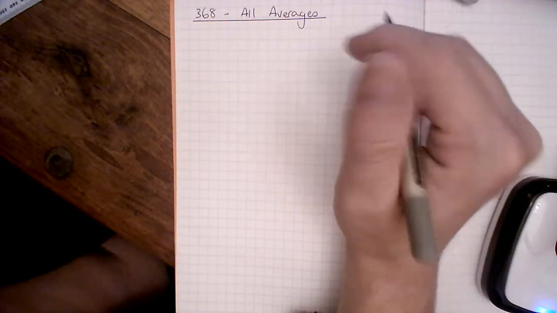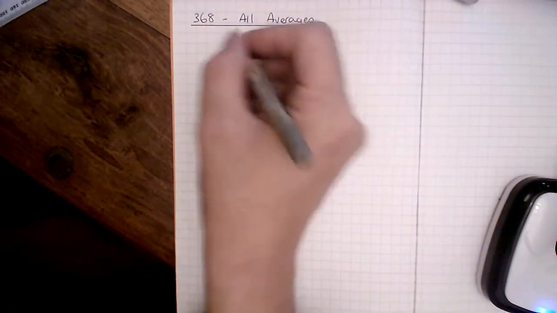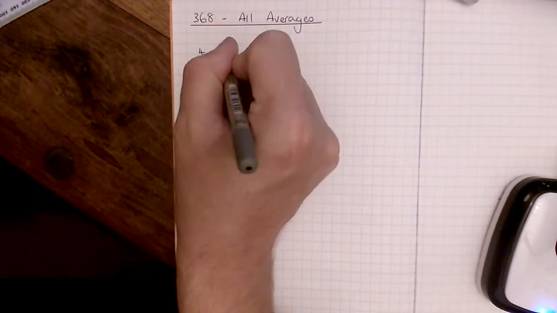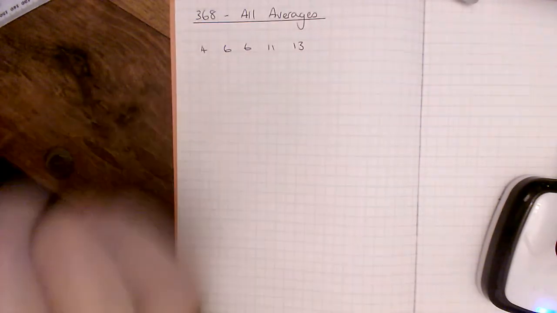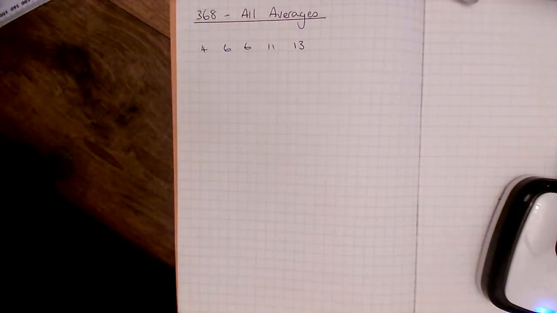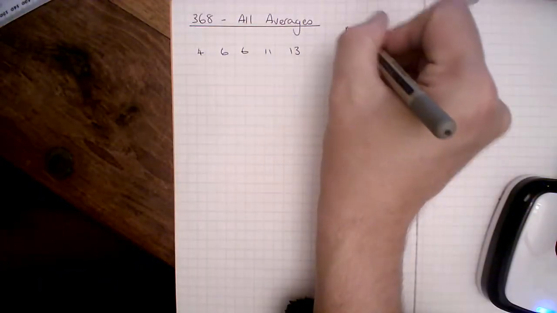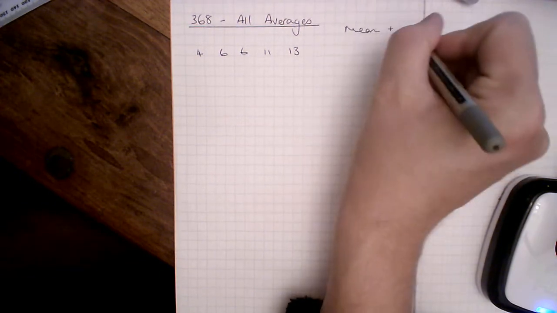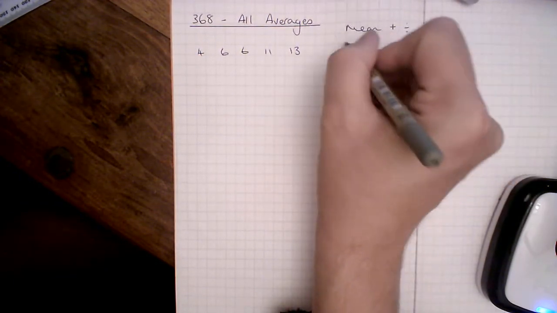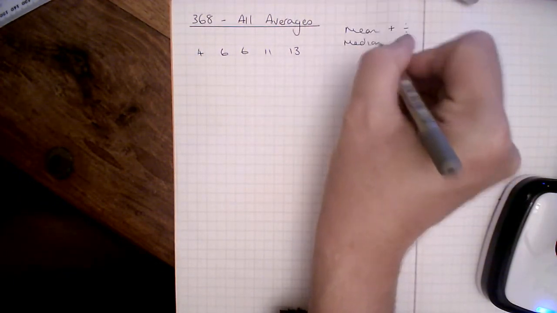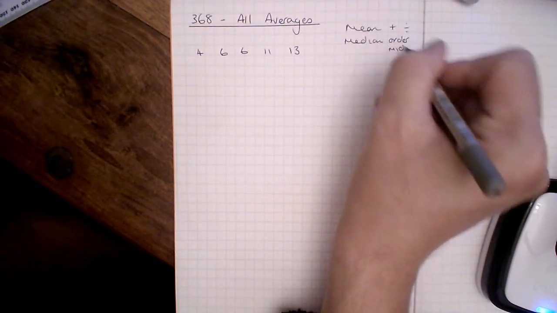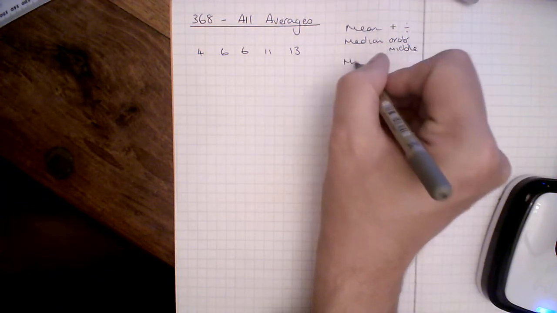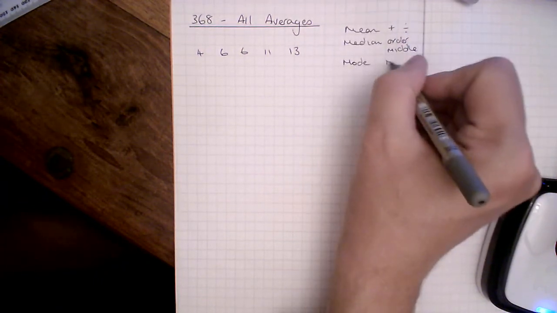So the first thing I'm going to do is write out the numbers, and it's always useful to have them in order. So I've got 4, 6, 6, 11 and 13. Now for the mean, all I have to do is add and divide by how many numbers there are. The median is put them in order and then get the middle number, and the mode is the most occurring one.